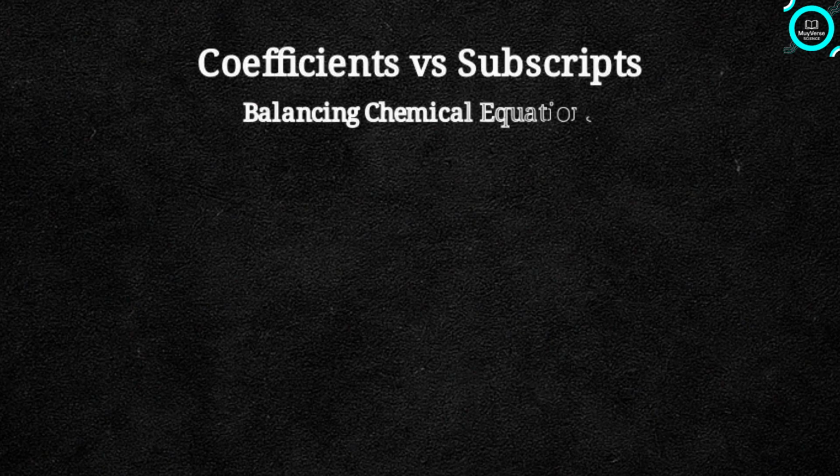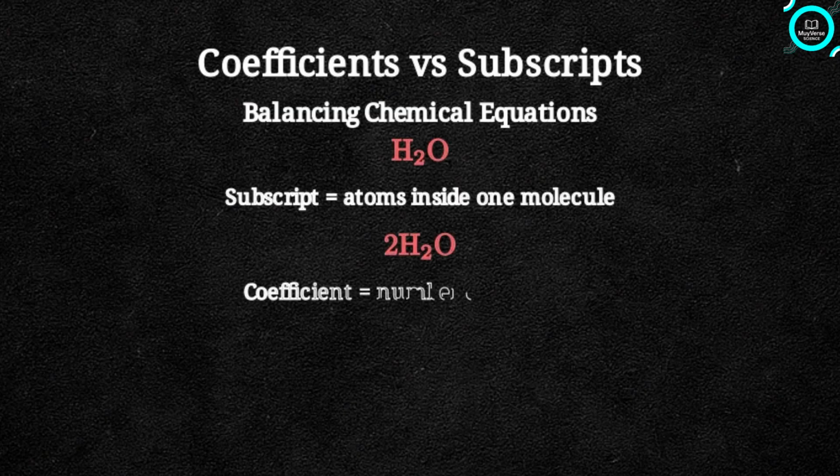In this lesson, we will learn the difference between coefficients and subscripts when balancing chemical equations. We'll see why subscripts cannot be changed and how coefficients fix the balance. A subscript tells you how many atoms are inside one molecule. A coefficient tells you how many molecules you have. Here is water, H2O. The subscript 2 belongs to hydrogen. The coefficient would go in front of the formula.